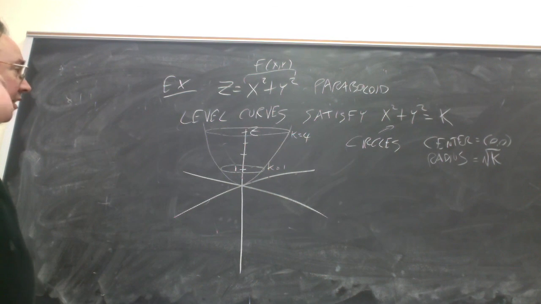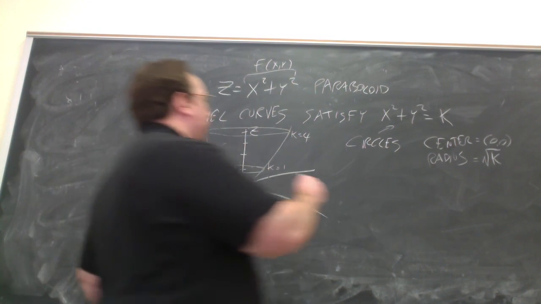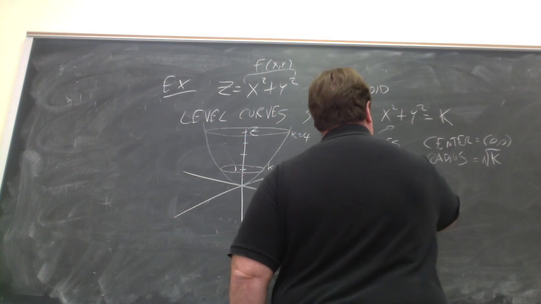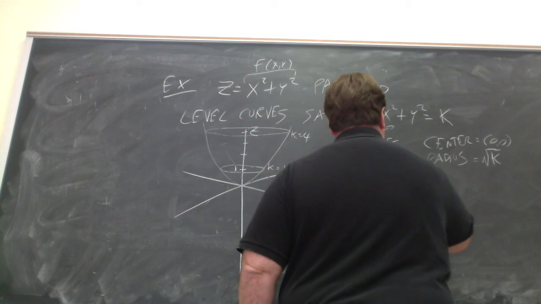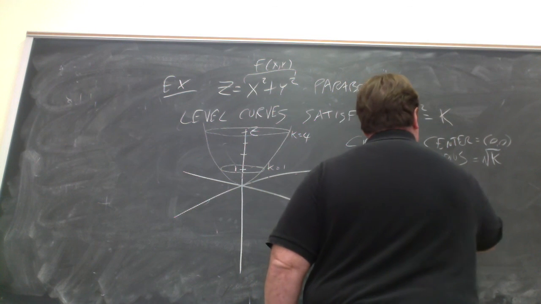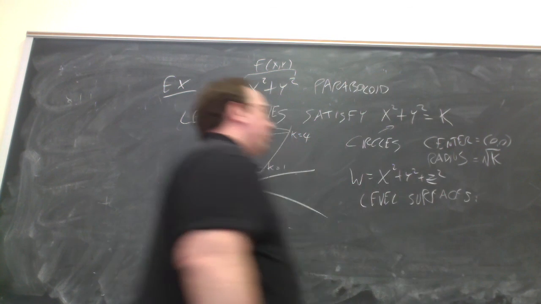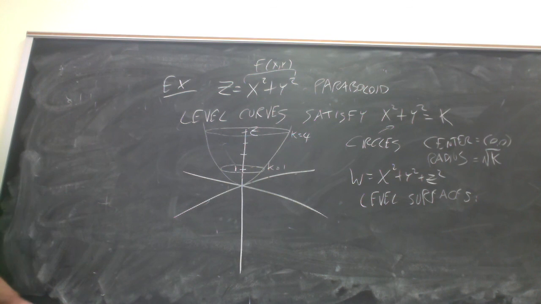Any questions about this one? If I go up one dimension, say w is equal to x squared plus y squared plus z squared, now I'm talking about level surfaces. What would those be? What kind of entity is x squared plus y squared plus z squared equal to k? A sphere. Yes, a sphere.